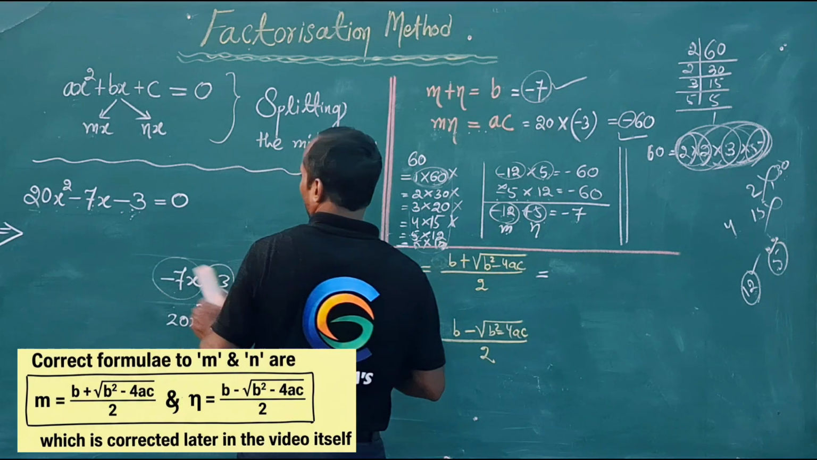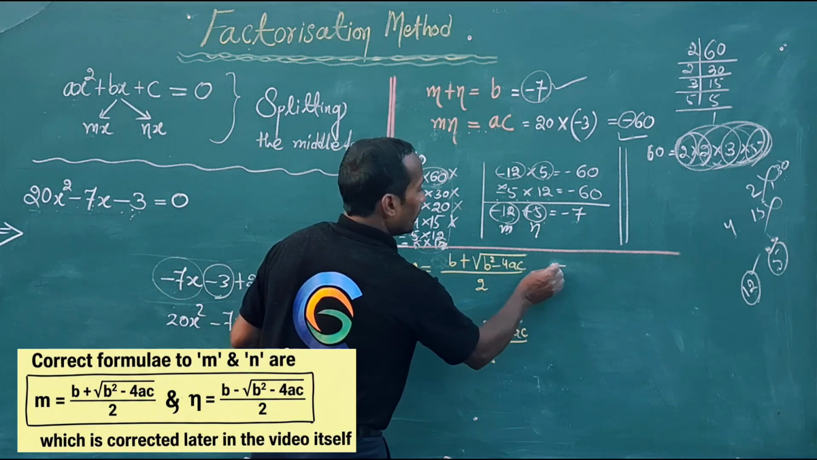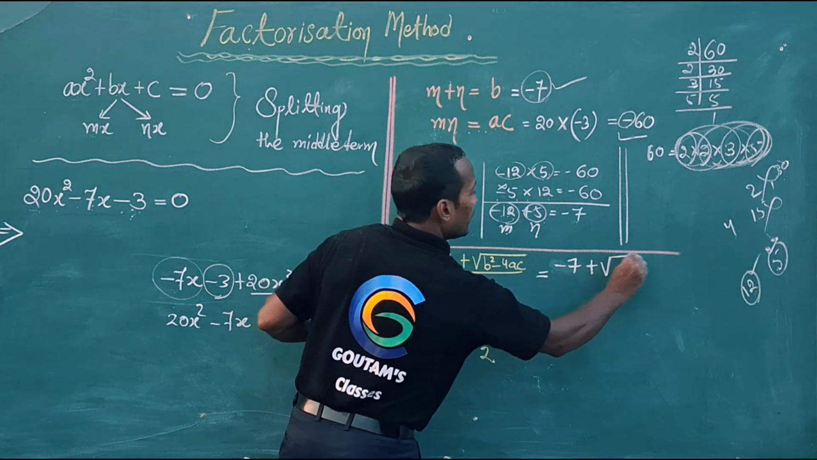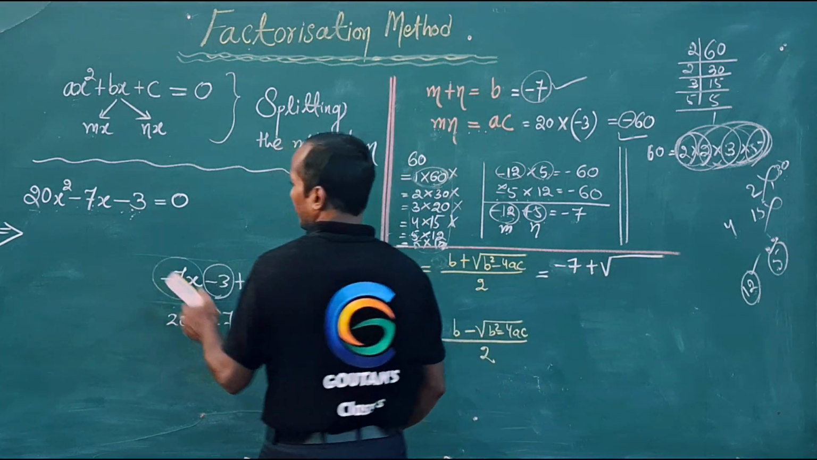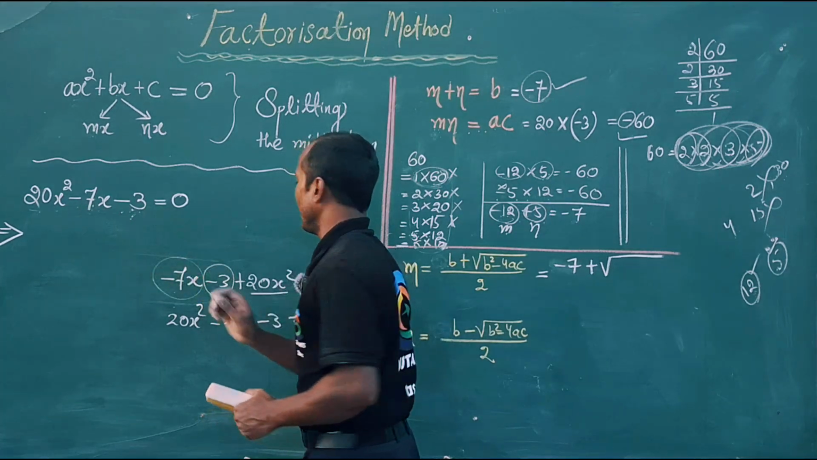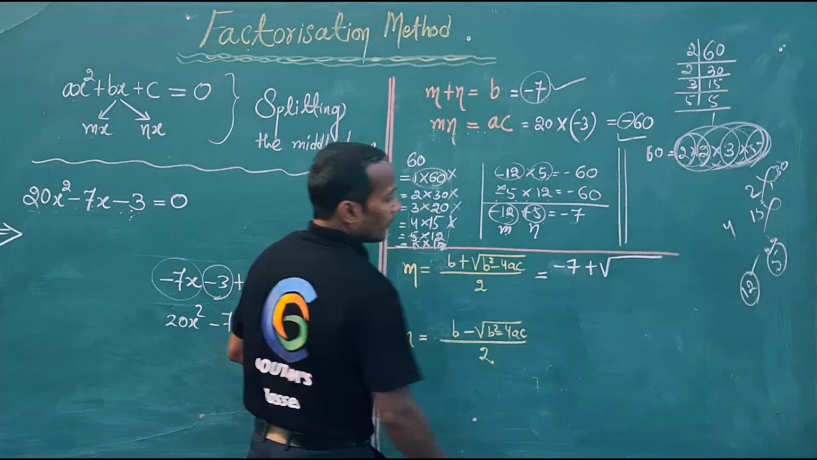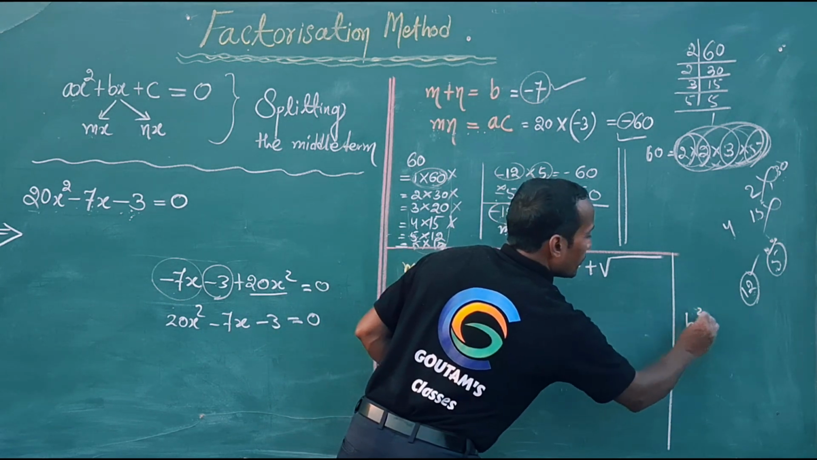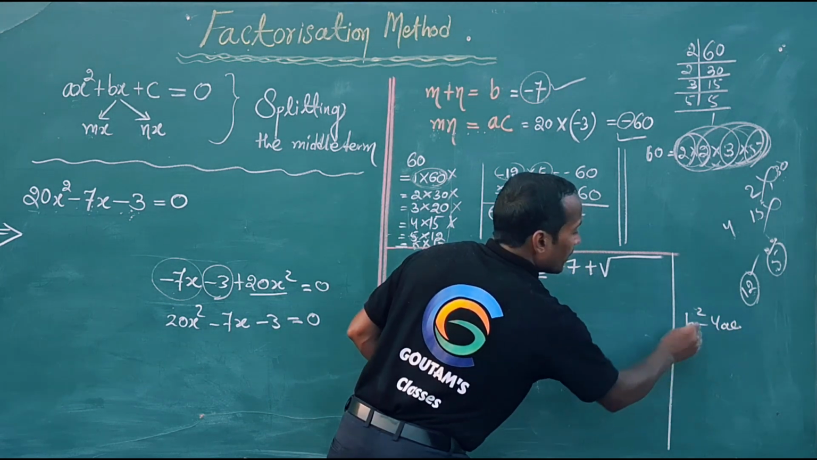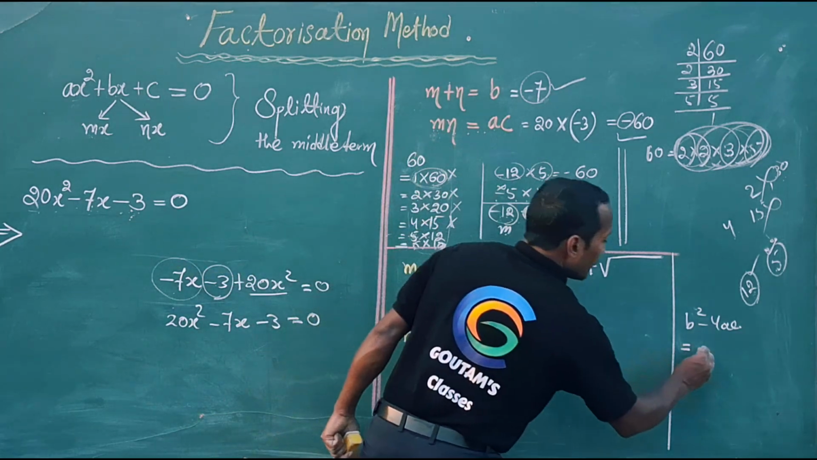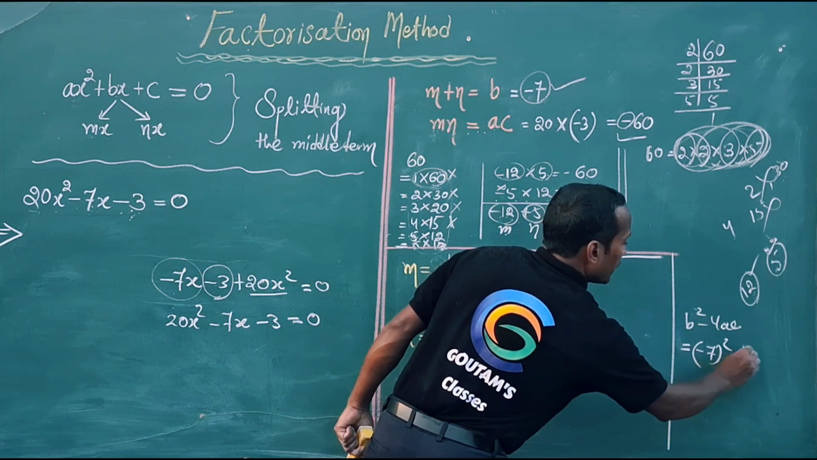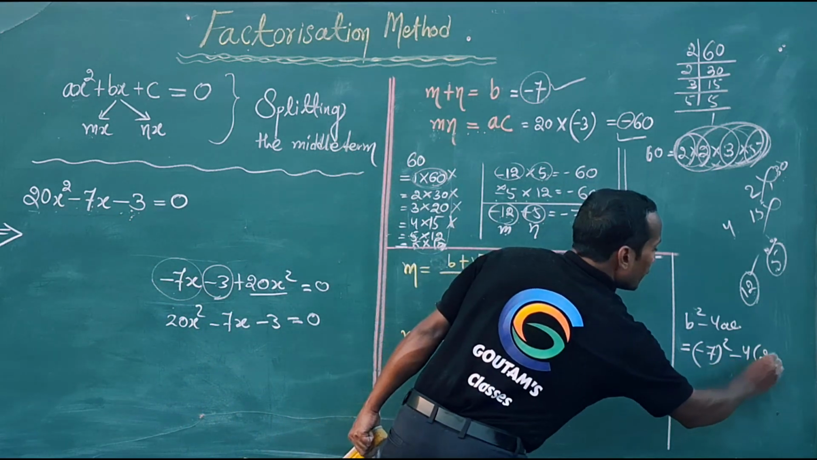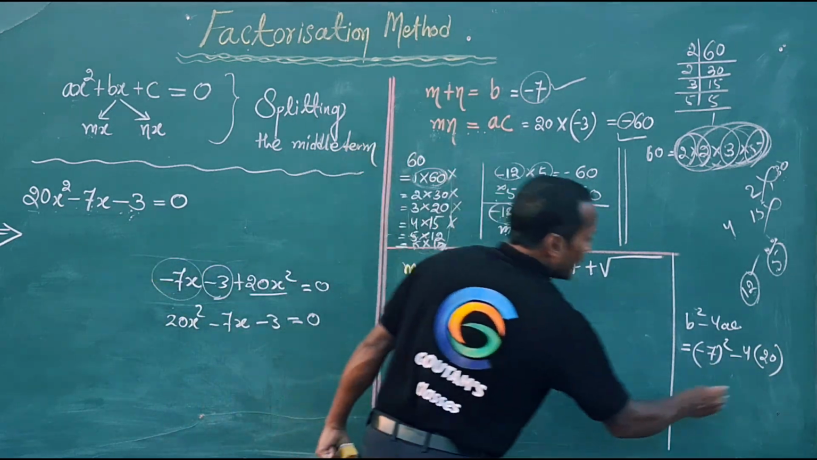Now let us apply. B is minus 7. So let me put minus 7 here, plus b square minus 4ac. B square minus 4ac we will calculate. Who is b? Minus 7. You can calculate b square minus 4ac separately, or there also you can calculate. There is no problem. B square minus 4ac. B is minus 7, so minus 7 square minus 4 into a. What is a? A is 20. And what is c? C is minus 3.